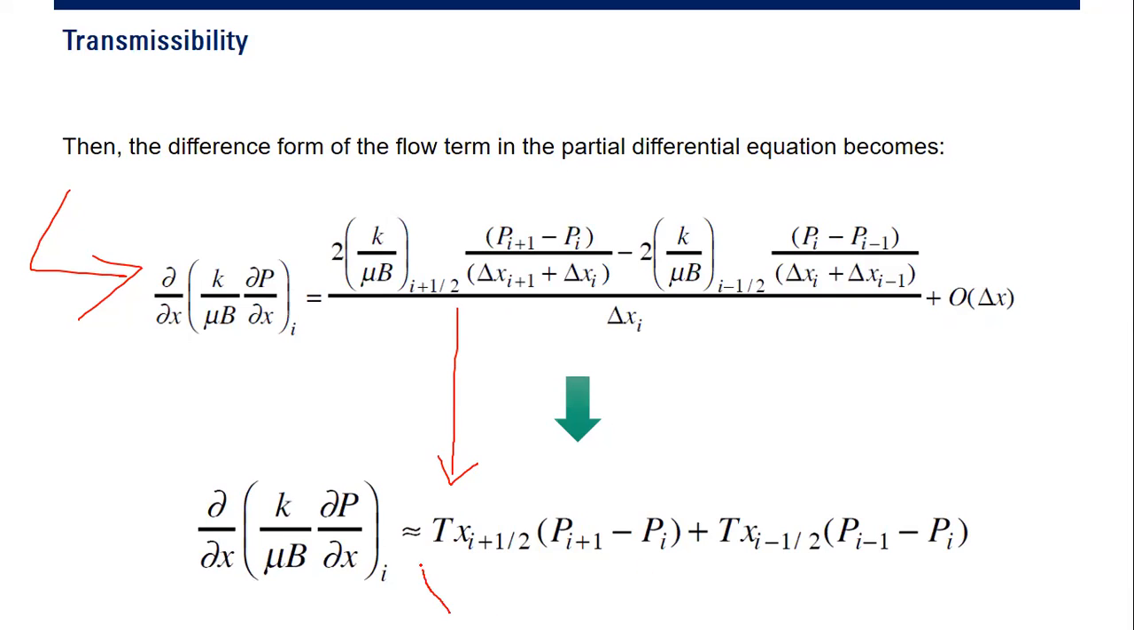But you see, it's an approximation because we exclude the error, so we don't have the error term here. So now d/dx of K per mu B dP/dx equals transmissibility multiplied by pressure difference, and then the next one, transmissibility multiplied by pressure difference. So transmissibility is very important. It describes the fluid flow performance in our reservoir.